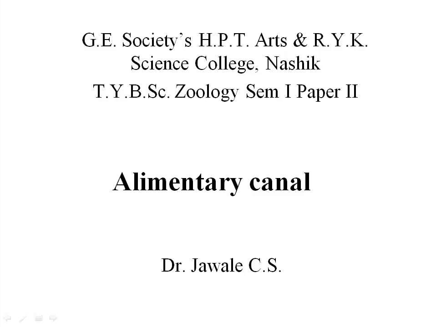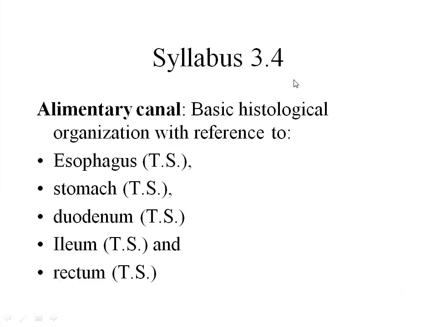We are studying paper 2, Mammalian Histology. And today we'll see a topic, alimentary canal. This topic is from your syllabus, unit 3.4, where we will see a basic histological organization with reference to different parts of the alimentary canal, like transverse section of esophagus, transverse section of stomach, transverse section of duodenum, transverse section of ileum and rectum.